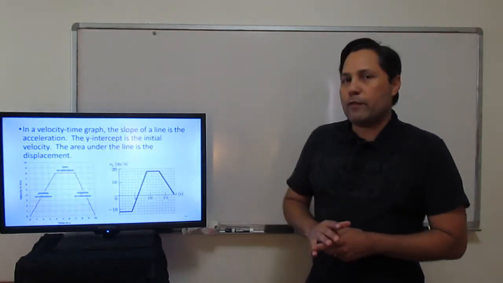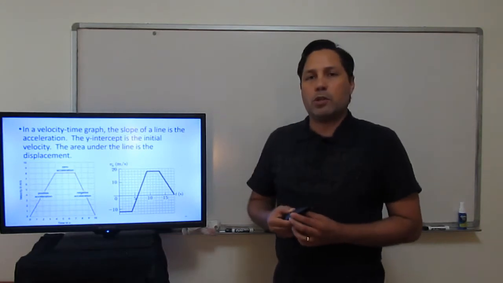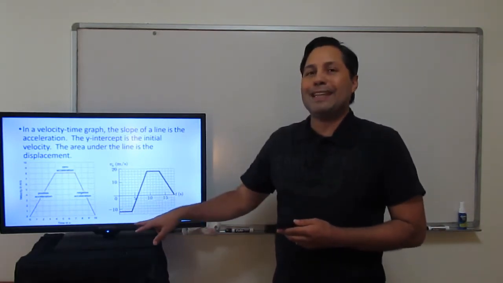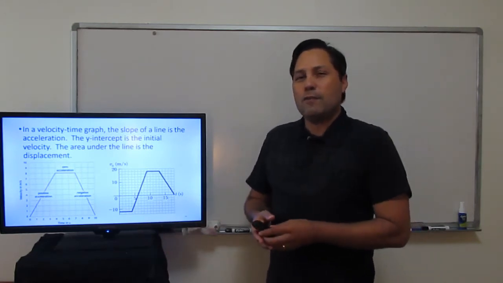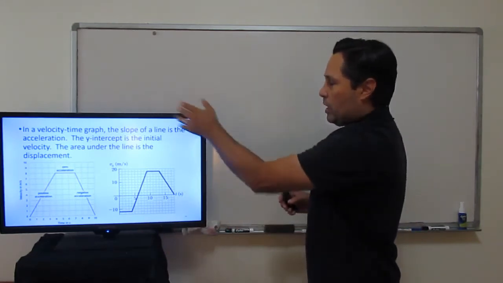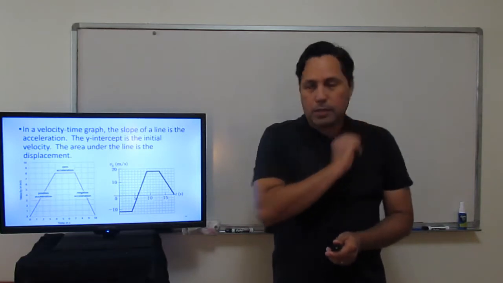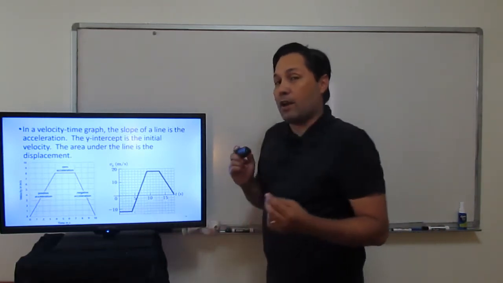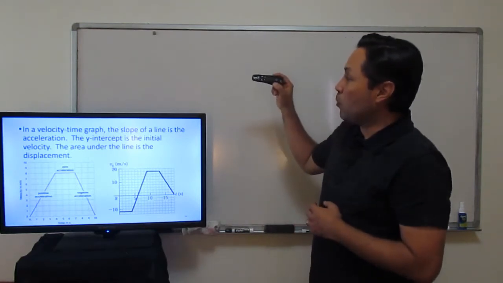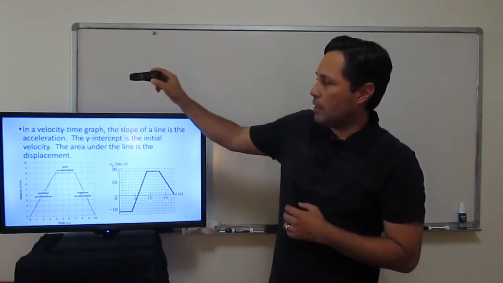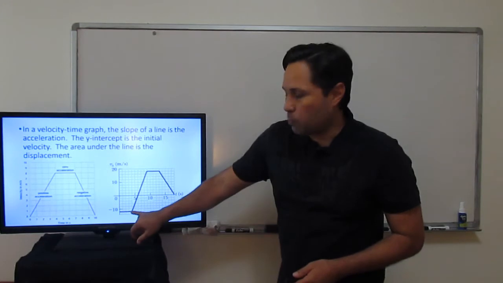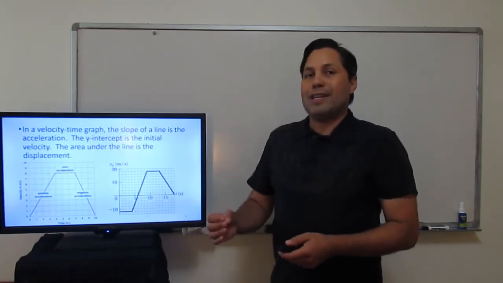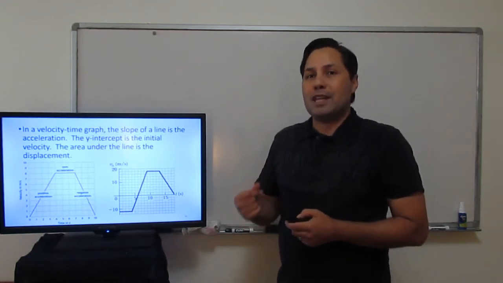In this graph, if I were to use my pointer as an object moving, I would begin with a velocity of -11. In physics, usually negative is towards the left, positive is towards the right. It's a flat line, so it has a constant velocity, and my object will be moving at a constant velocity in that direction. Once it reaches this point, notice the slope of the line is going towards 0. So it is decelerating, or it has negative acceleration.